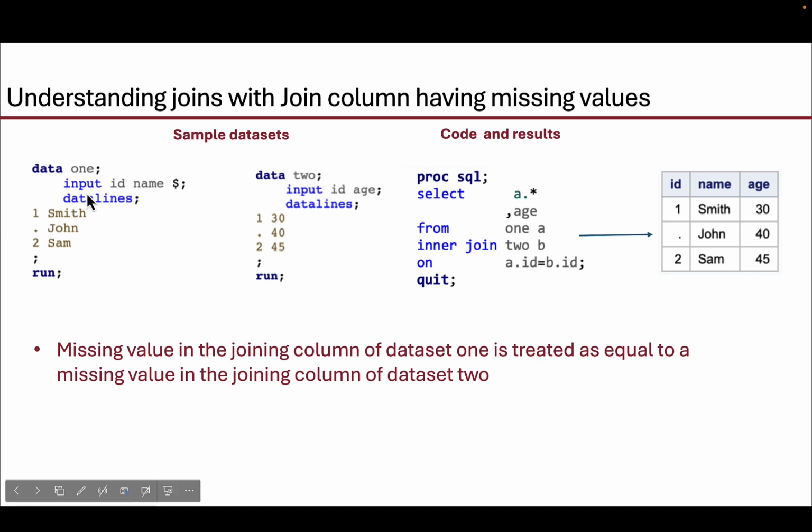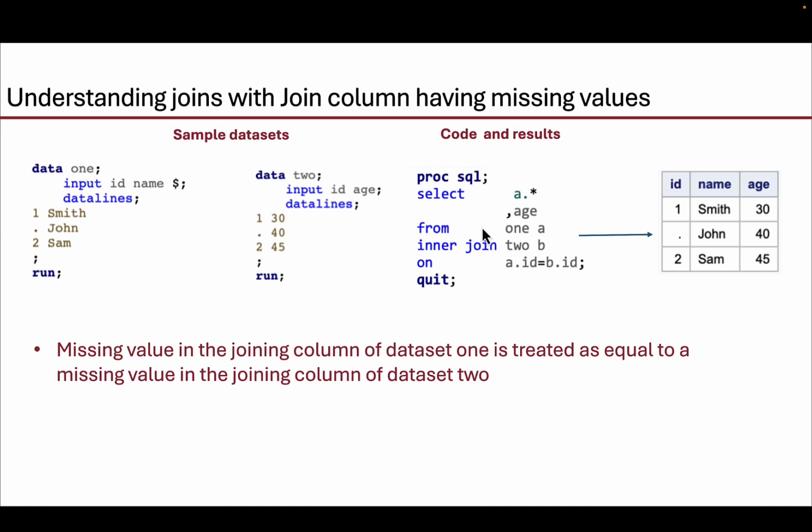Here I have 2 data sets. The first one is known as data 1 and the second one is known as data 2. If you see here, we have 2 variables each in both the data sets. In the first data set, I have variables ID and name, whereas in data 2, I have ID and age as variables. Now, if I want to join data sets 1 and 2 based on the ID variable, what would happen? If you see here, there are 3 observations in each.